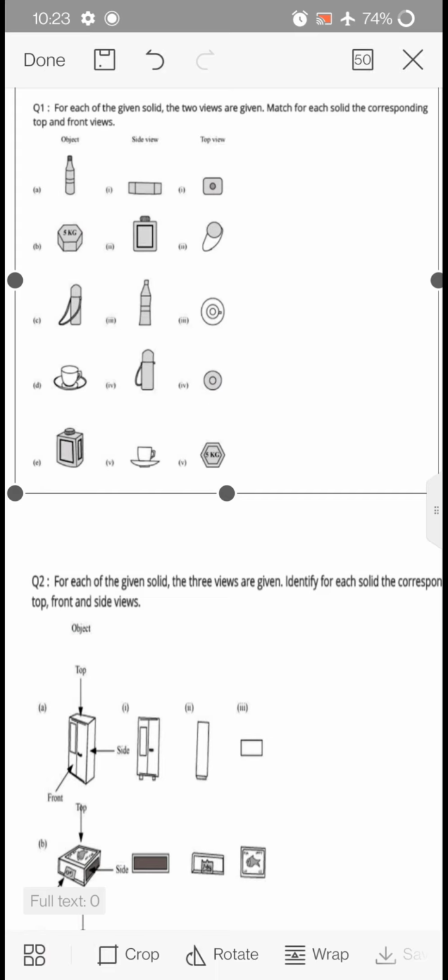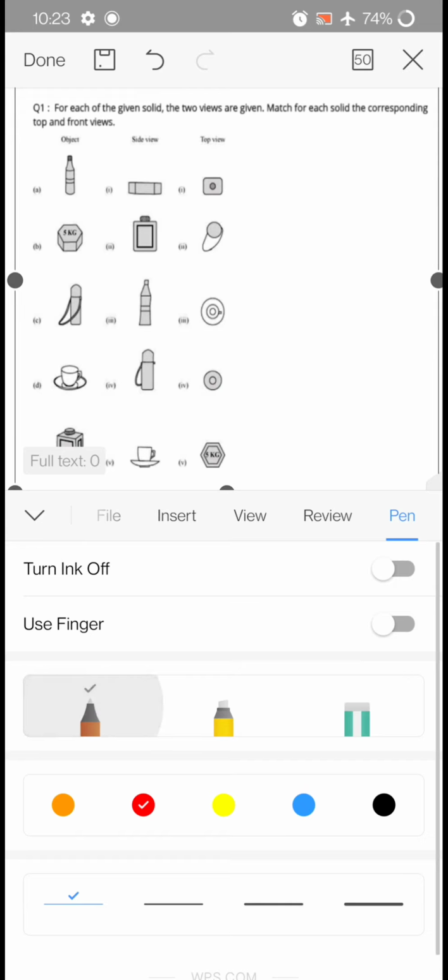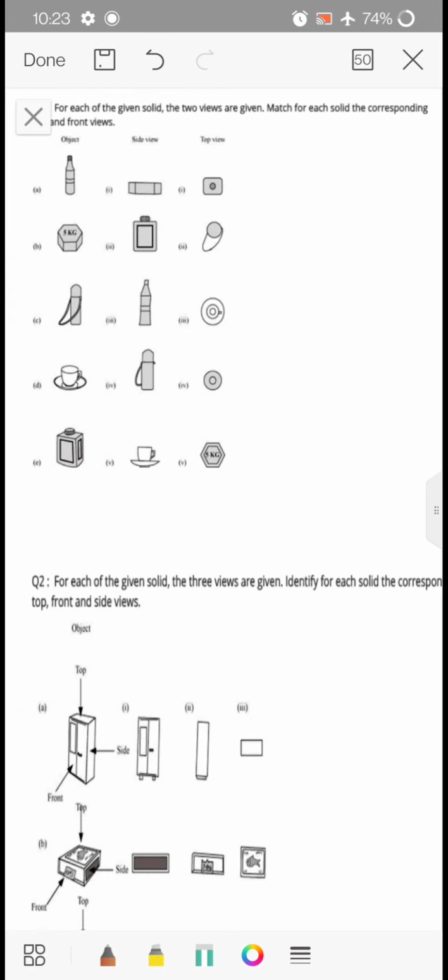Today we'll begin with exercise 10.1, and in this exercise we will study the different views of an object, how an object looks from different views. So the first question is, for each of the given solids, the views are given. Match each view with the appropriate solid. Here different objects are given to you, with side views and top views. You have to match them with their correct views.